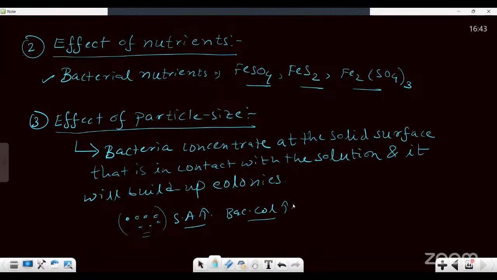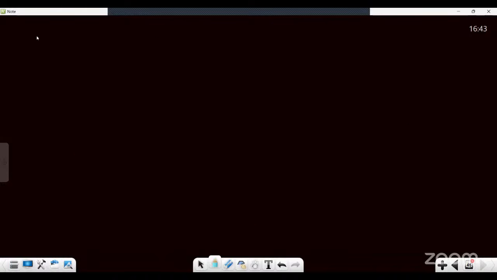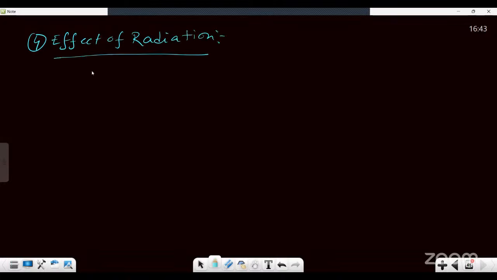And the bacteria also have an effect of radiation. Now, if these bacteria are exposed to direct sunlight, then the bacteria culture becomes inactive. So it has to be a bit shady, away from direct sunlight. When exposed to direct sunlight, the bacterial culture becomes inactive.